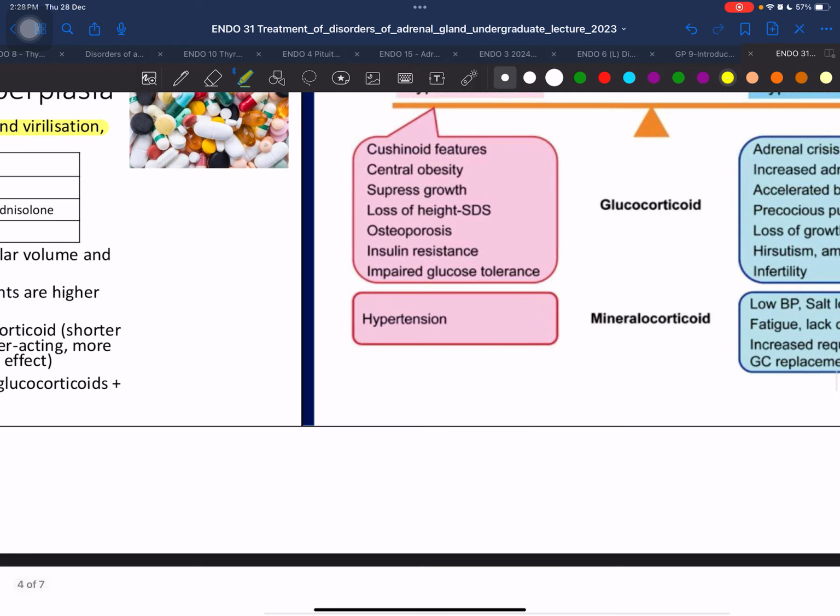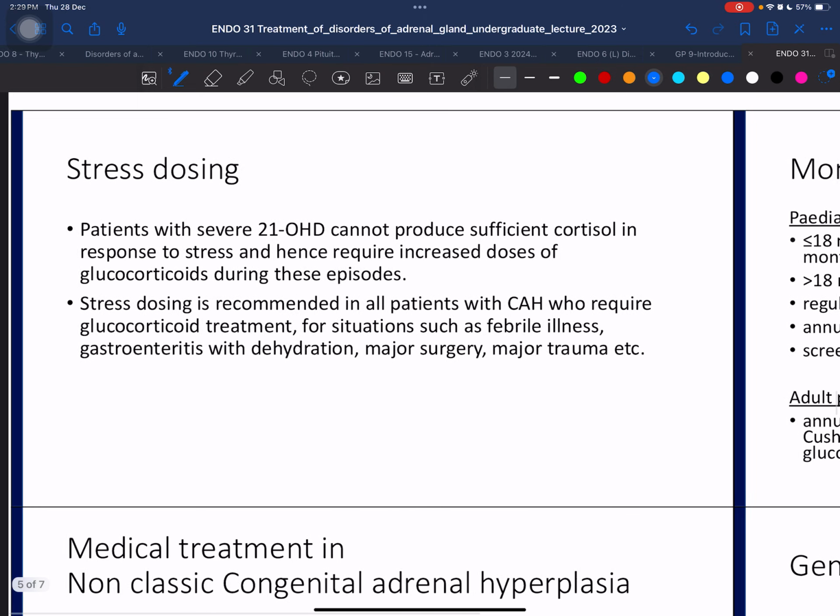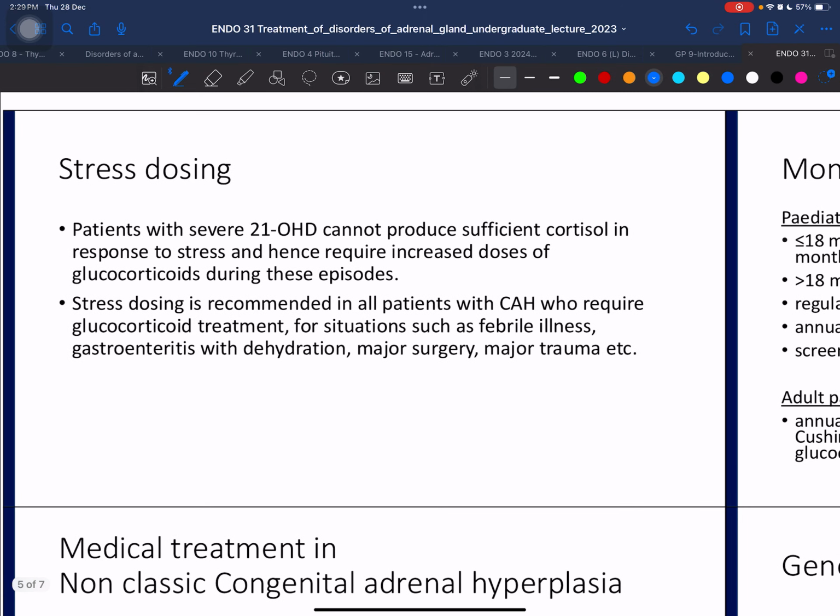Stress dosing. Now, patients with severe CAH cannot produce sufficient cortisol in response to stress. Okay, you know that it's a form of adrenal insufficiency. So during these episodes of stress, if the patient is having an acute infection, the patient is having post-surgery, the patient has experienced dehydration, major trauma, usually the doses will need to be increased so that the patient does not get into adrenal crisis. Okay, and the clinician would need to increase this dosage.